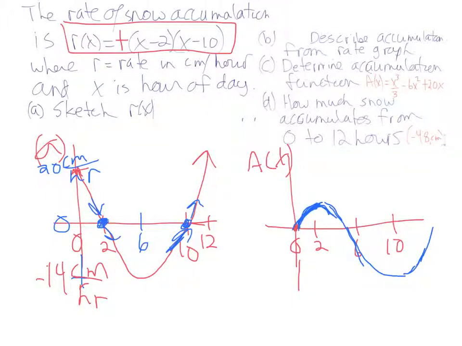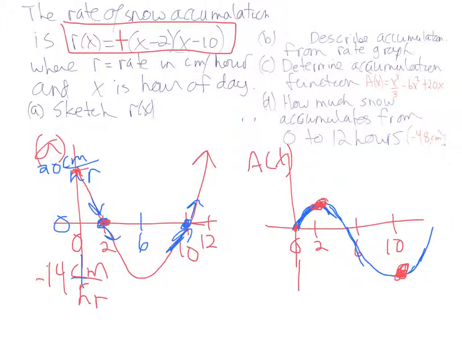So there's a few things to notice there. Let's maybe mark those on. So we have these turning points at 10 and at 2, and what these turning points indicate is that transition from accumulating to melting. So if you notice here, a maximum or a minimum on the accumulation curve is represented by an x-intercept on the rate curve. That's a really big idea. So anytime you have a maximum or minimum on your accumulation curve, you get an x-intercept on your rate curve.